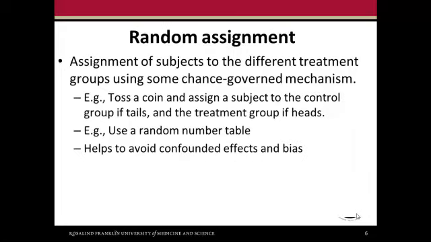And how can you randomly assign individuals to treatments? So when we look at random assignment, that's now when you have individuals or subjects and you're going to put them into the different treatment groups. And it has to be due to chance in order for it to be random. So you could toss a coin, and if it's tails, they get assigned to one group, and if it's heads, they get assigned to a different group. Or using a random number table. And this type of approach helps to avoid these confounded effects and bias.